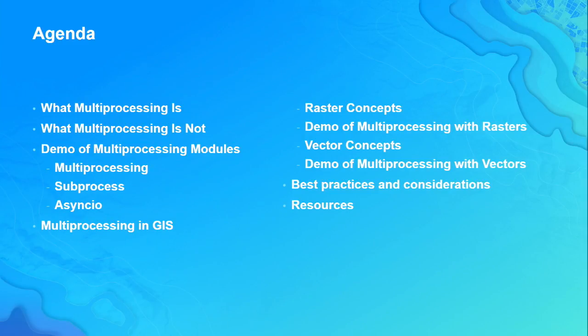Once that's been covered, we'll move into actual code samples for multiprocessing in GIS and discuss a little bit of the conceptual side of that. Starting first with the raster concepts and some code samples of multiprocessing with rasters, and then into the vector concepts. We'll round it out with the best practices and some resources that you might find useful.